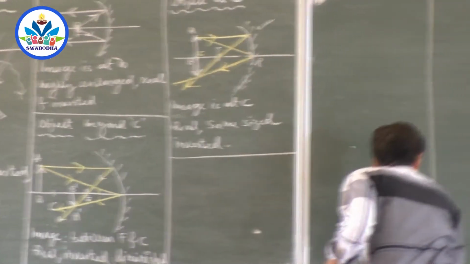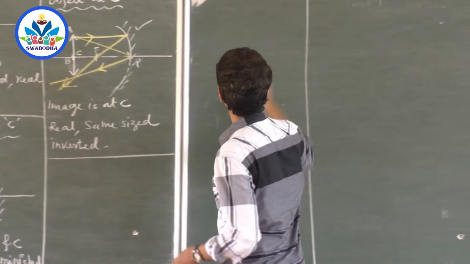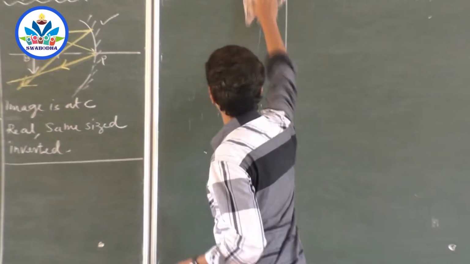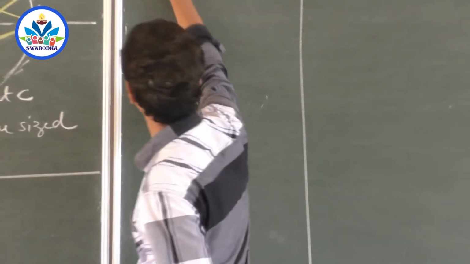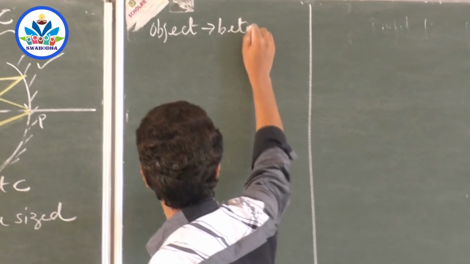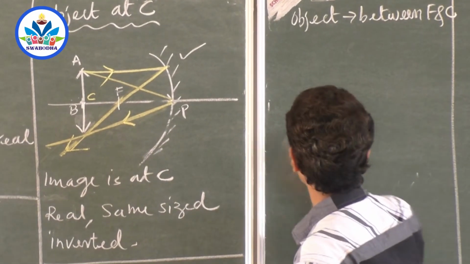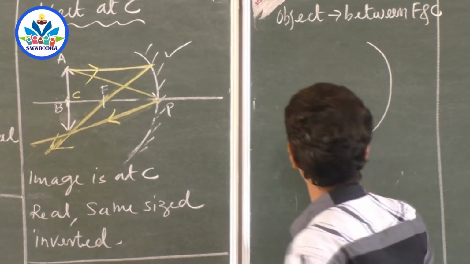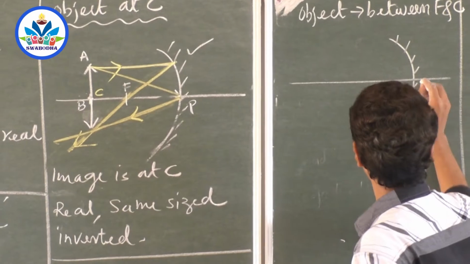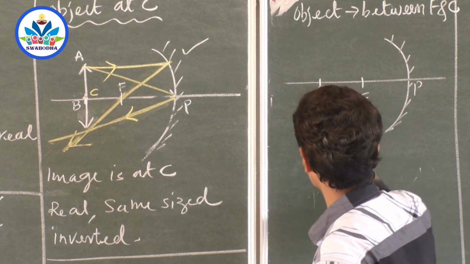Now we will keep the object between F and C here. So if the object is kept between F and C, concave mirror, you have to draw this along with me. Pole, hope you are doing so, focus, center.